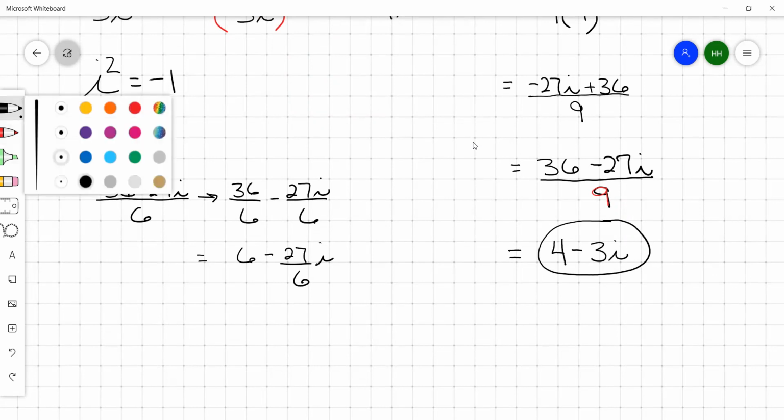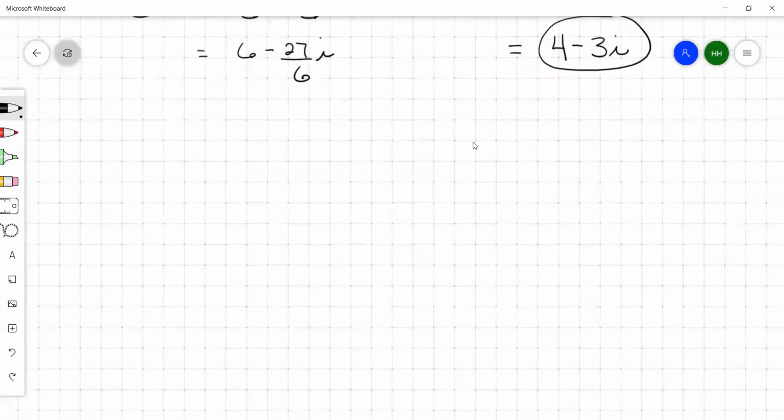Now, the second type of problem you're going to see will look like this. Let's say we get 2 plus 3i divided by 1 minus 4i.